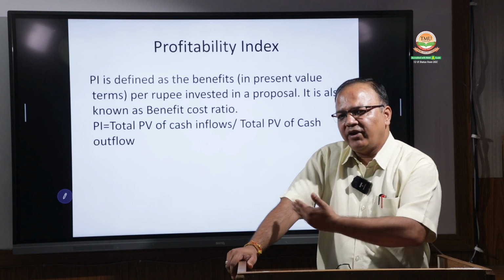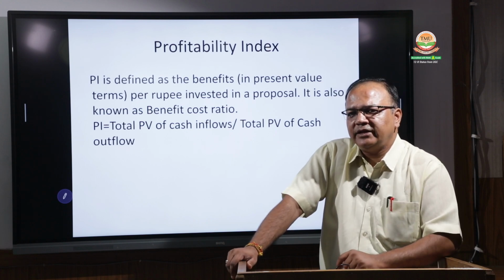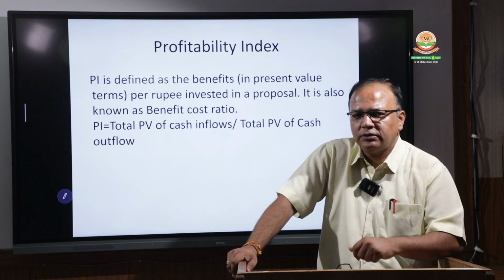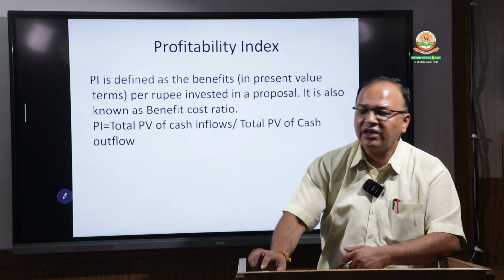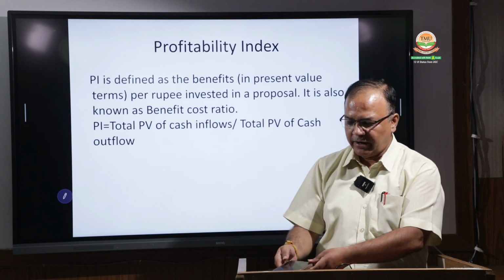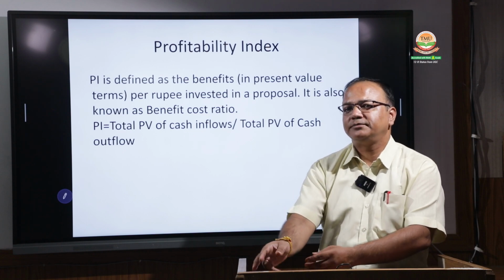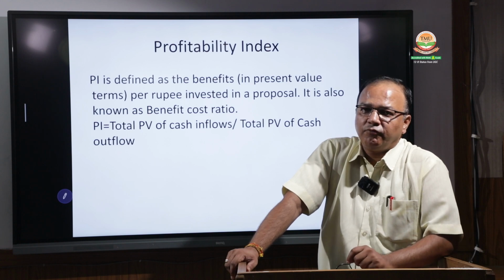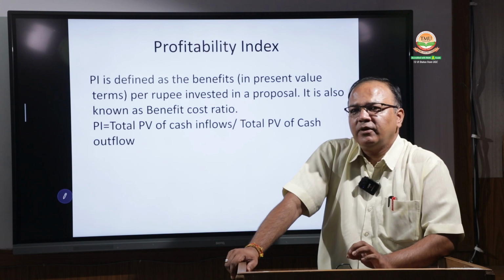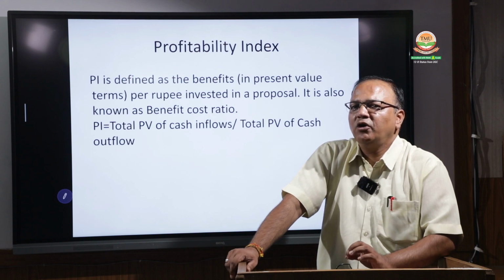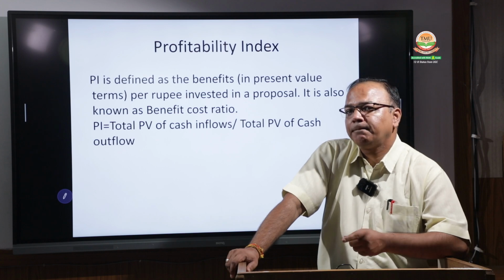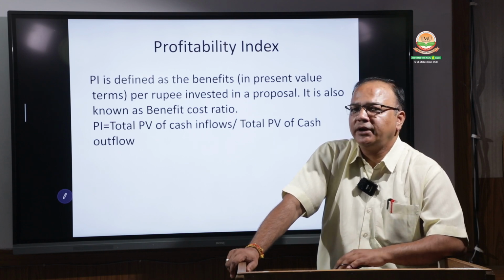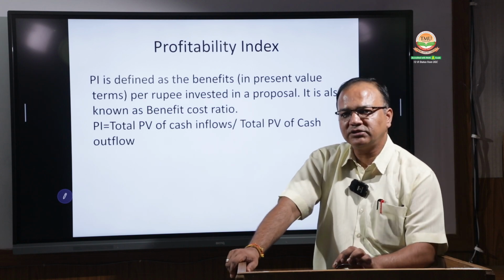And second thing, if we have 3 to 4 options, then in that case we have to choose the best one. On the basis of this method, the best one will be the machine having the maximum profitability index. For example, there are 4 machines. One has a PI of 1.2, the second has a PI of 1.4, the third has a PI of 1.6, and the fourth one has a PI of 1.8. Then, in that case, we will choose the machinery having a PI of 1.8. So I think it should be very clear to all of you.